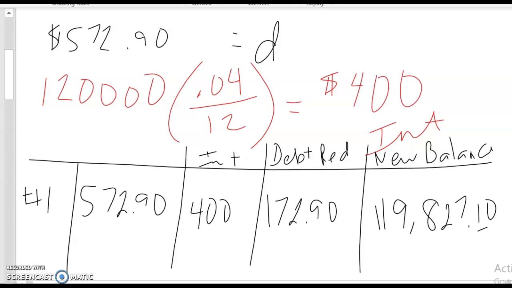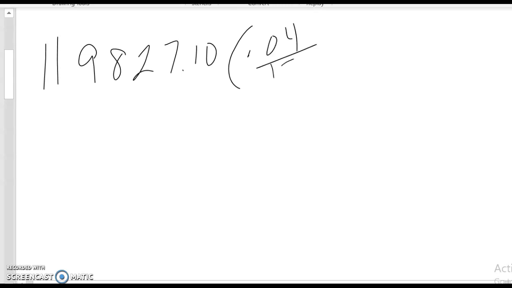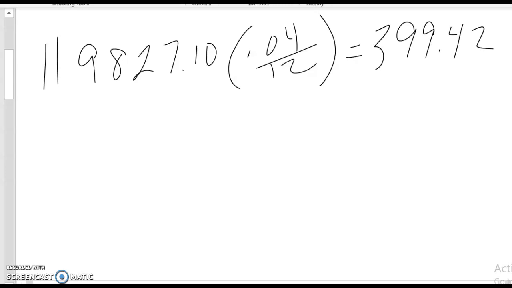Let's do this again. Now, in month number 2, just remember before we start that we have a new balance. We're going to pay less interest in month number 2 because we owe less. Now, it's not a ton less, but it is less nonetheless. So I'm going to take my 119,827.10, and again, multiply by my interest rate divided by 12. And now my interest for this month is $399.42.